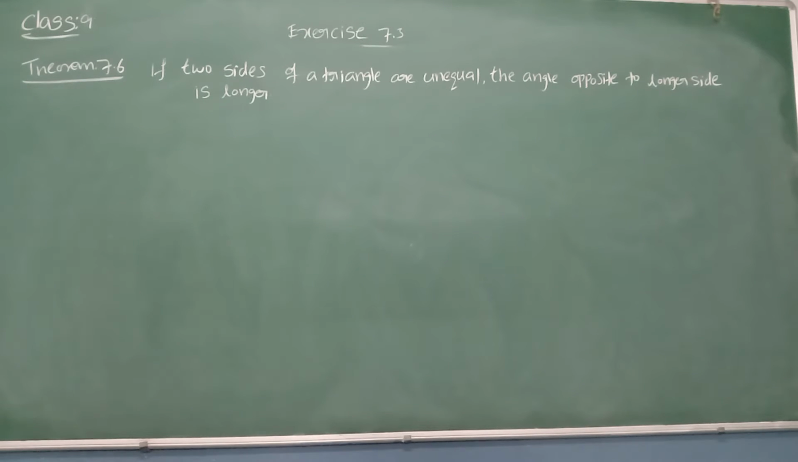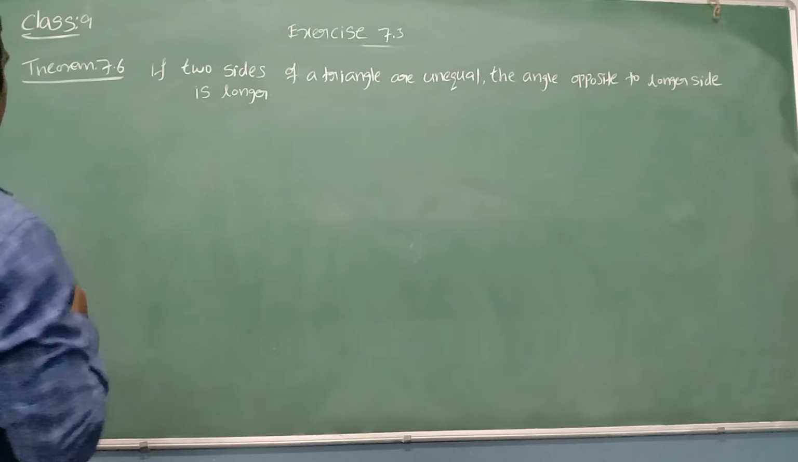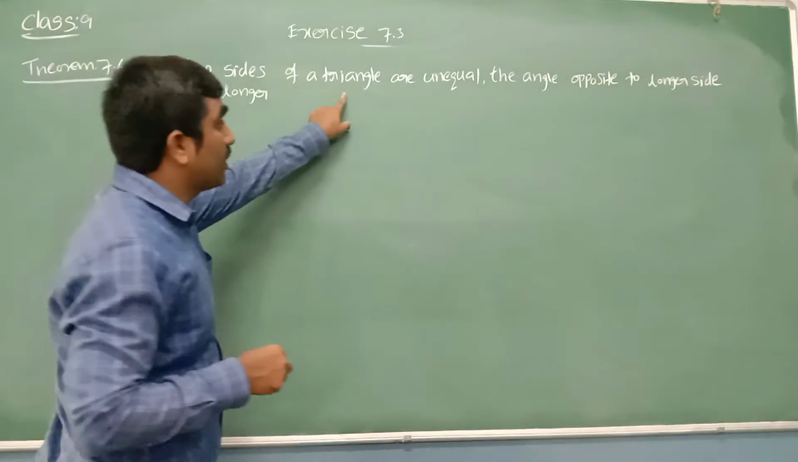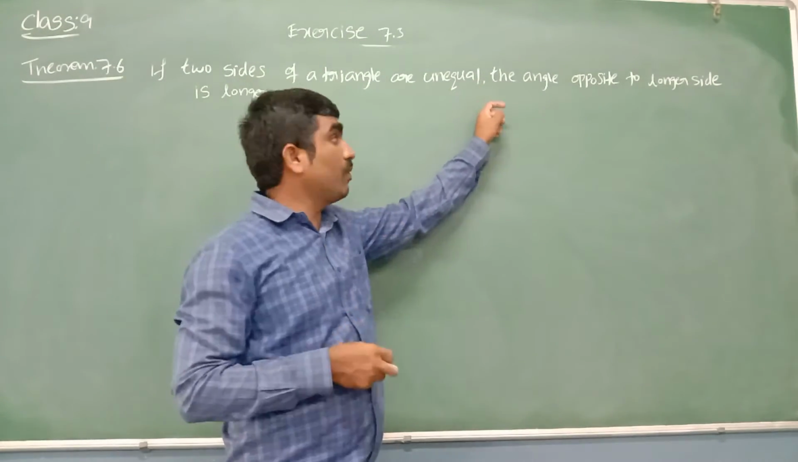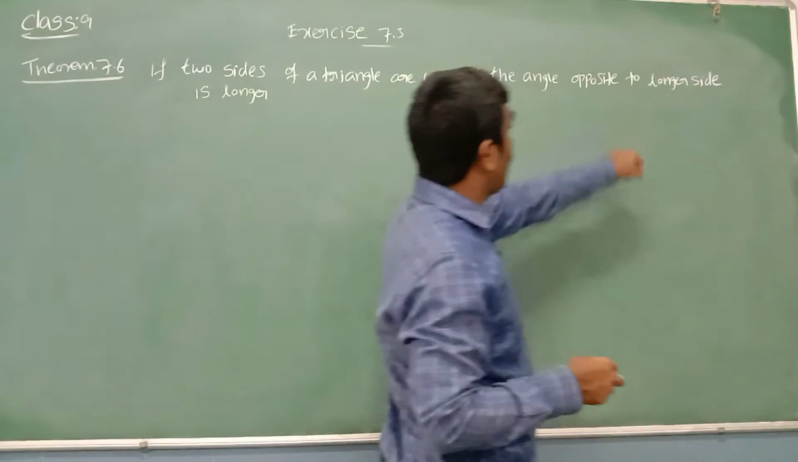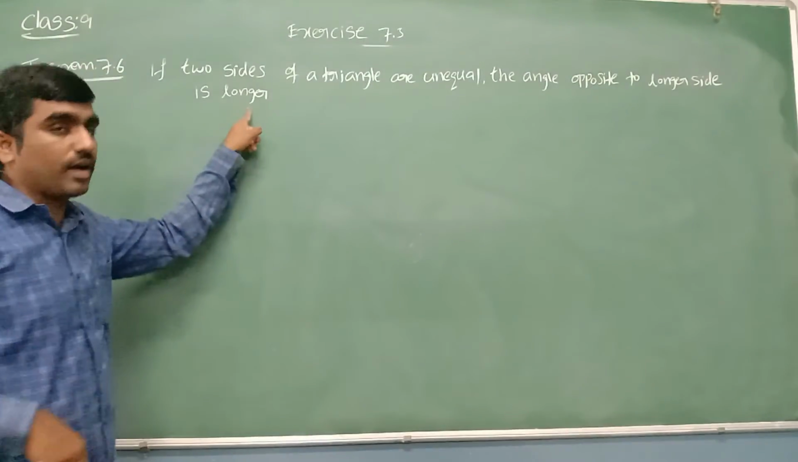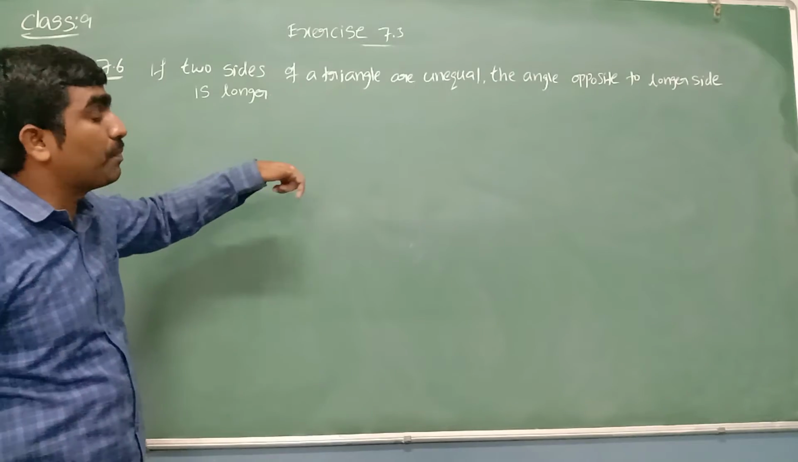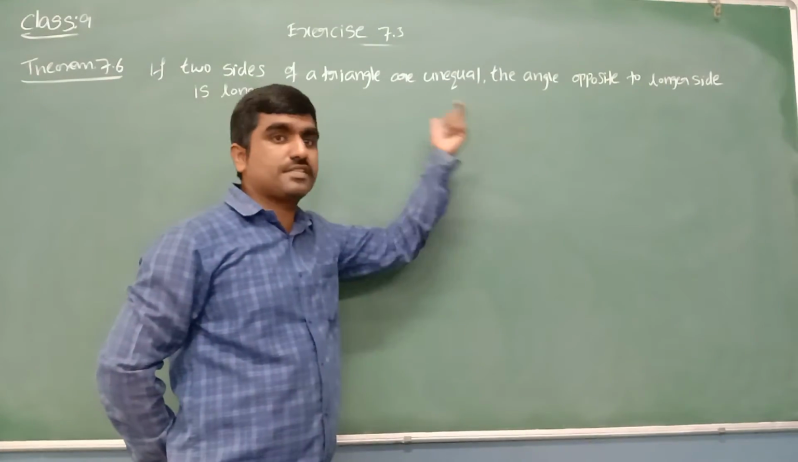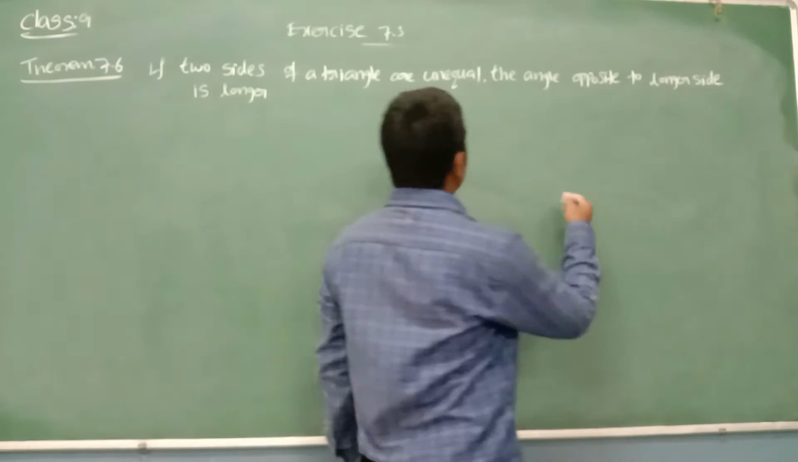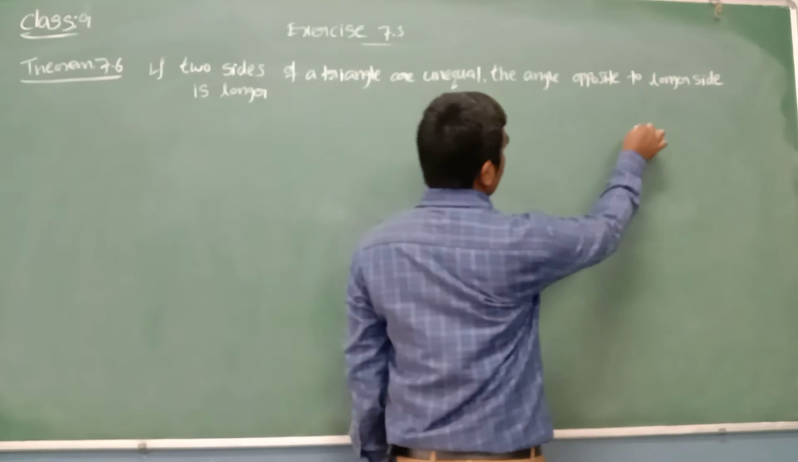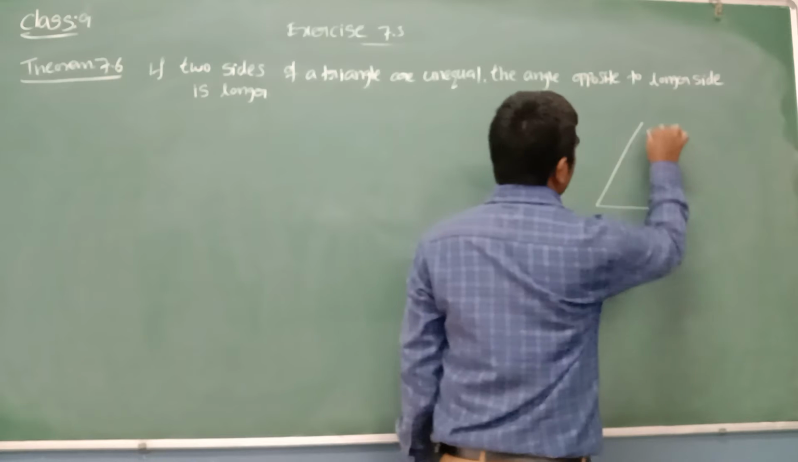Okay, let's see one theorem right here, theorem 7.6. If two sides of a triangle are unequal, just now I said inequalities, the angle opposite to the longer side is longer. The angle which is opposite to the greater side is greater. This condition we have to prove. So let me take one triangle here.